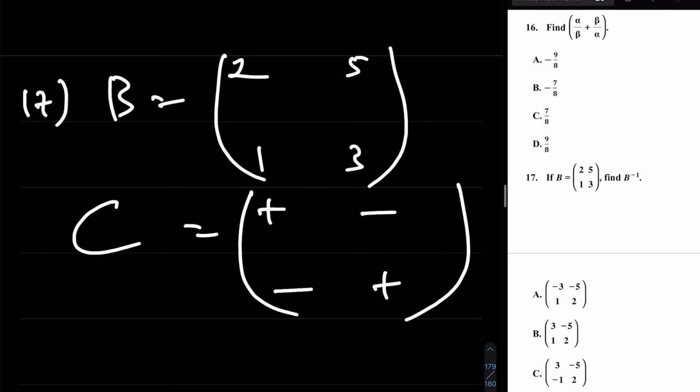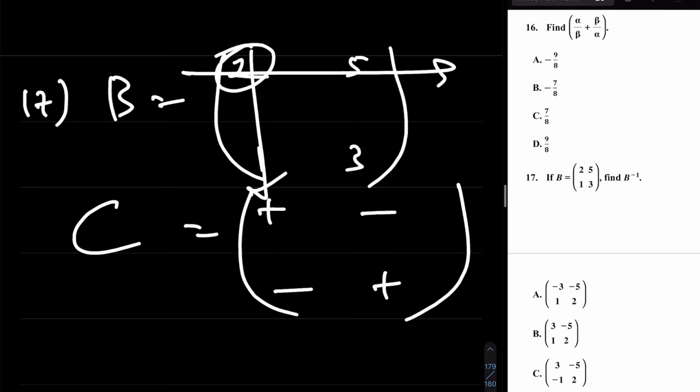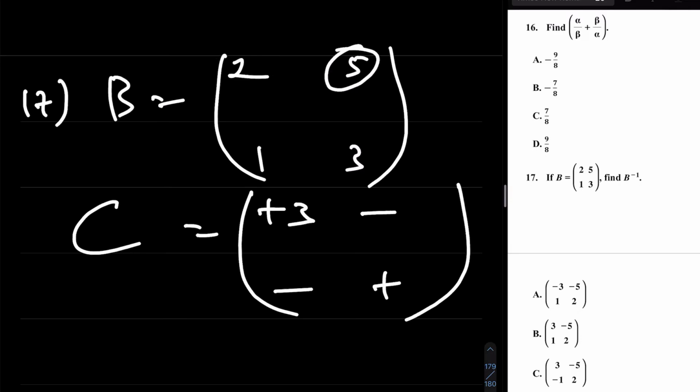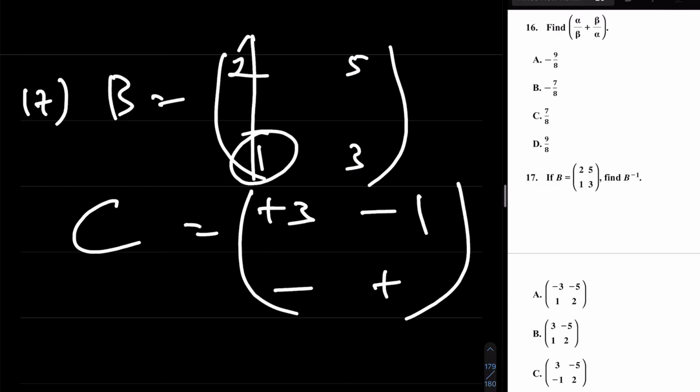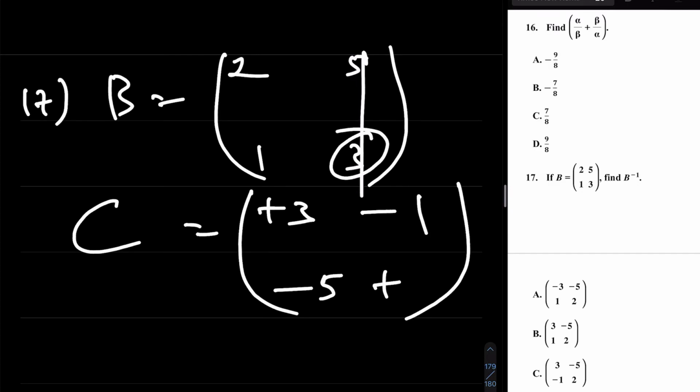For 2, we delete this row and this column, so we're left with 3, and that will be plus 3. For this element, for 5, we delete this column and this row, and we'll be left with 1. That's minus 1. We already put a sign that the cofactor will have. For this one, we delete this column and this row, and we're left with 5. And for 3, what's the cofactor of 3? We delete this column and this row, and we'll be left with 2.